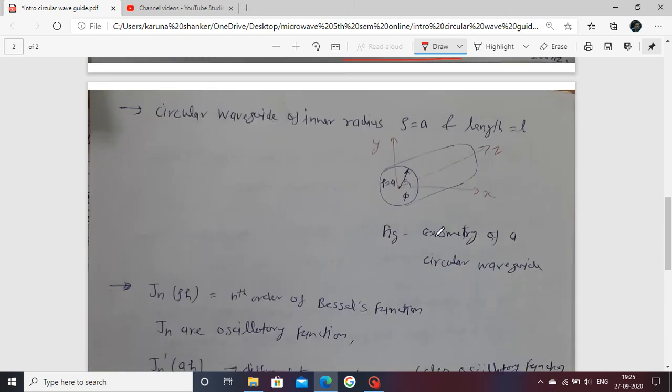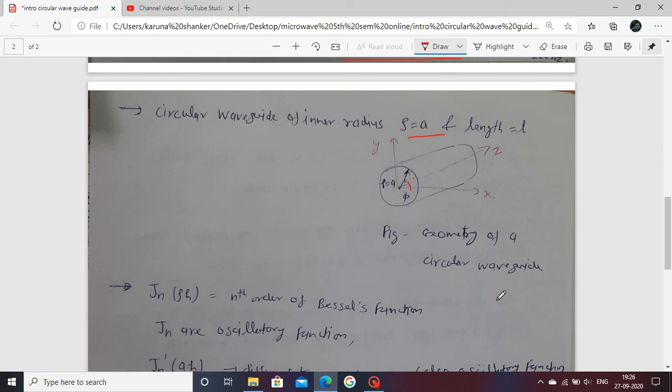Now, to see the circular waveguide, we have already seen the coordinate system: the circular waveguide is described in the cylindrical coordinate system, rho, phi, z. Rho represents the radius and phi is the rotation. Considering x, y and z coordinates, phi is the rotation through 360 degrees, and z represents the length.